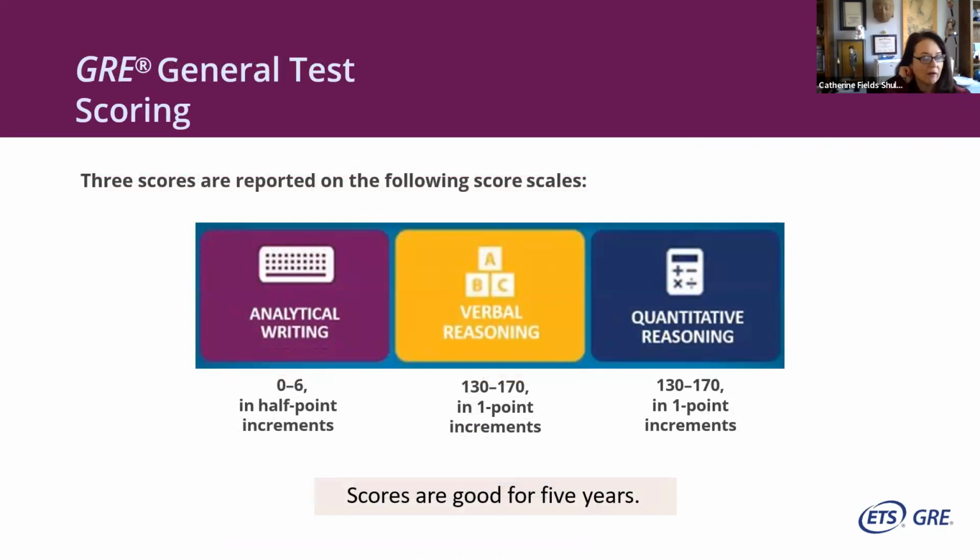All right, now let's take a look at how the sections are scored. The scores in the analytical writing section are reported on a 0 to 6 scale. There are half-point increments available. The scores for the verbal reasoning and quantitative reasoning are reported on 130 to 170 score scales in 1-point full increments.